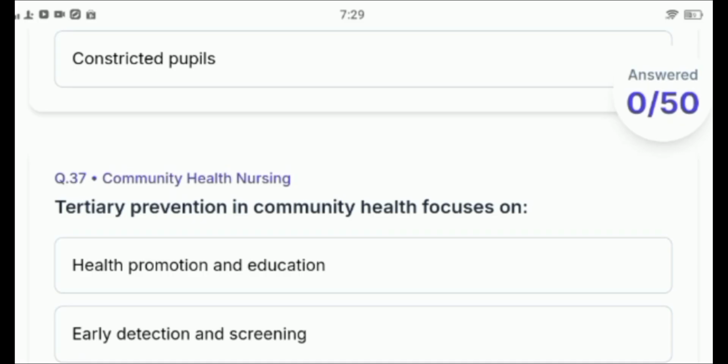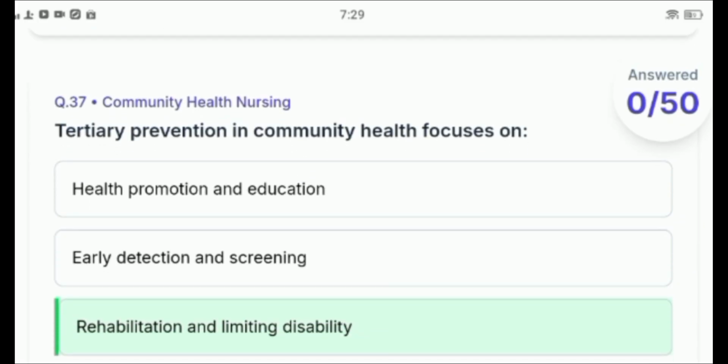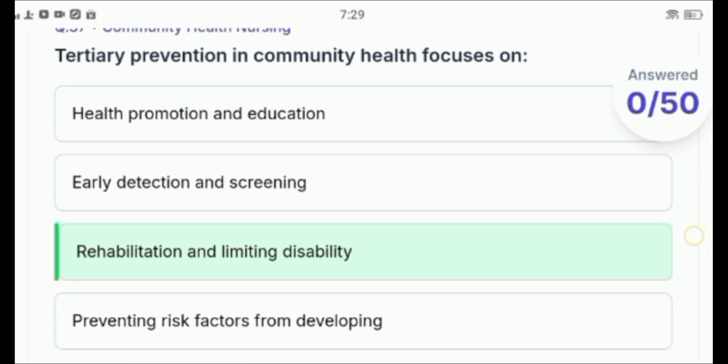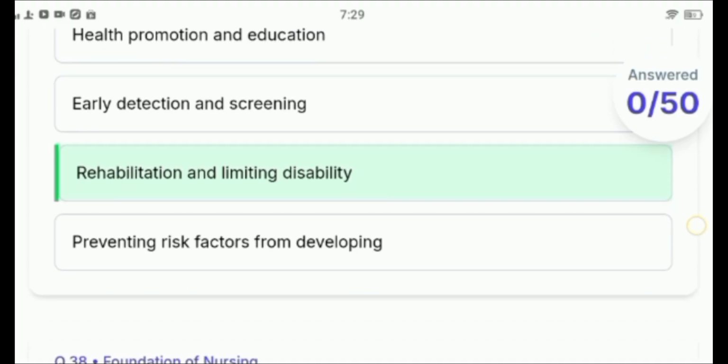37. Community health nursing. Tertiary prevention in community health focuses on option A. Health promotion and education, B. Early detection and screening, C. Rehabilitation and limiting disability, and D. Preventing risk factors from developing. So the correct answer is C.